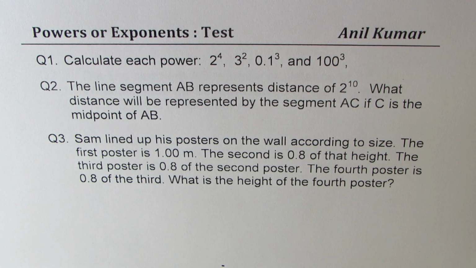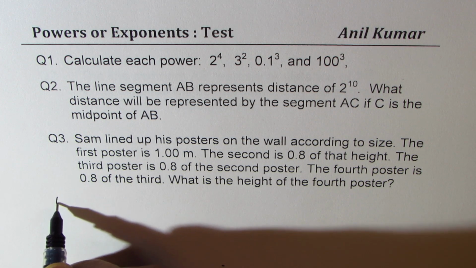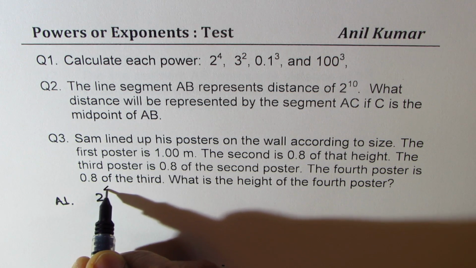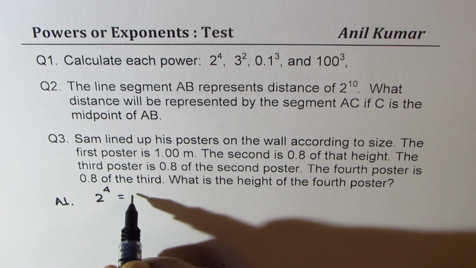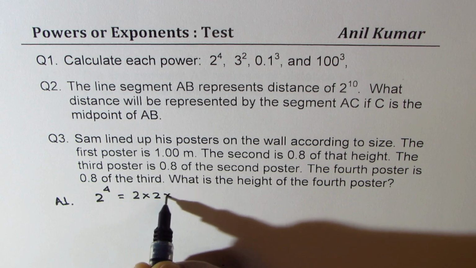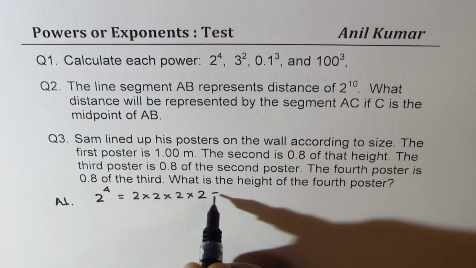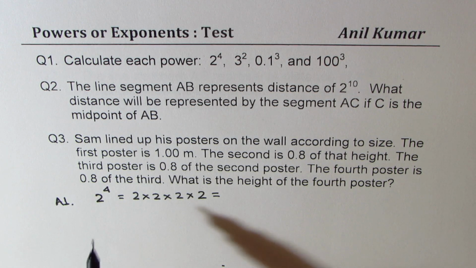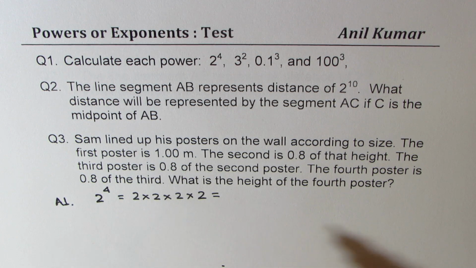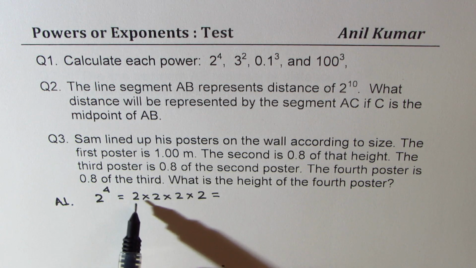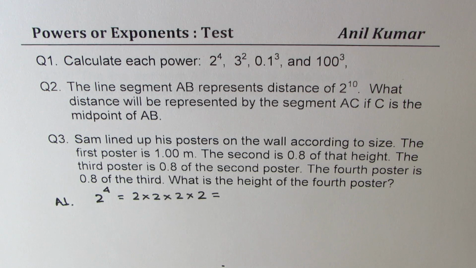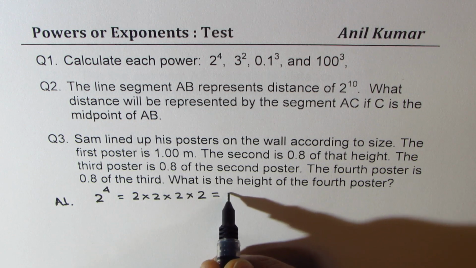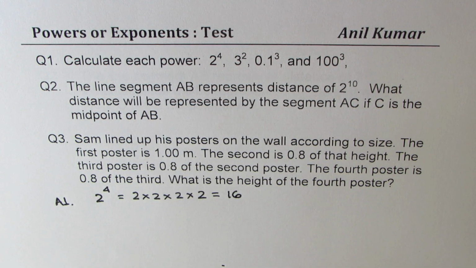Now let's begin with question number 1. So let me write the answer for question number 1 here. We need to know what is 2 to the power of 4. In expanded form, you could write this as 2 times 2 times 2 times 2, right? So 2 is the base, 4 is the power. So it really means repeated multiplication. So you have to multiply 2 by itself 4 times as shown here. So 2 times 2 is 4, 8 and then 16. So we get 2 to the power of 4 as 16.